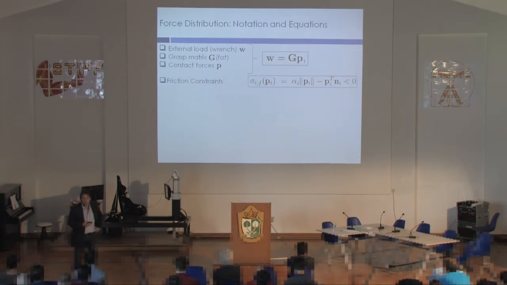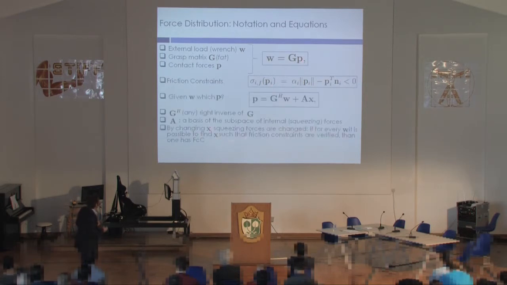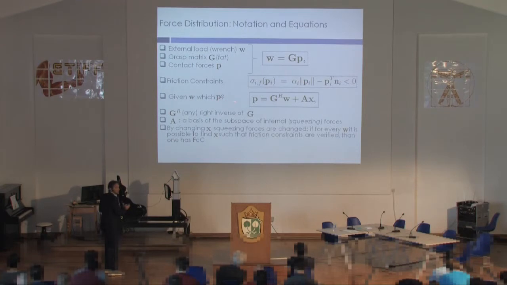Then you have to take into account friction constraints. At every contact, force P has to be within the friction cone to avoid slippage of the object. And you have constraints written in terms of the components of the contact forces. Then the question typically is, given some external force, which contact force should I have on the fingers to avoid slippage and balance that wrench?